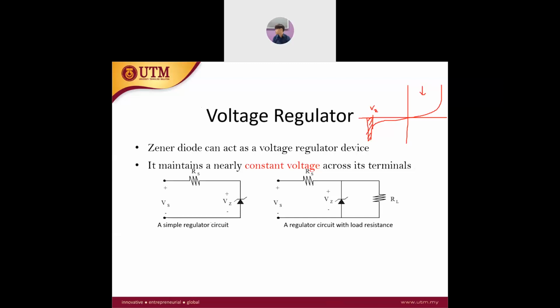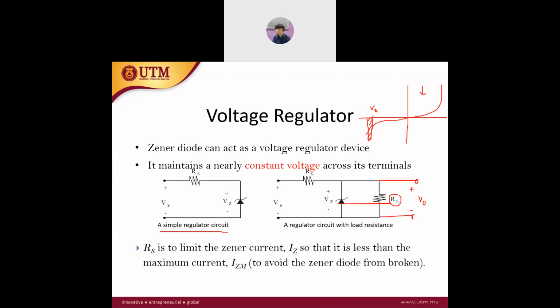So that's why we say it's nearly constant voltage across its terminals. Okay, so this is a simple regulator circuit where we didn't have a load resistance, and after that we connect a resistance here, RL. This is just labeling. We can put anything, but at least we know this is the label for the load resistance, and it depends on the circuit. Maybe Vout is measured here. It's not always here, but if you want to put the output voltage, one of the ways is across the RL. This is a regulator circuit with a load resistance.